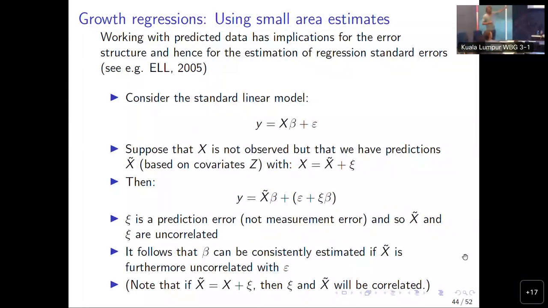It doesn't generate bias, so we have consistency, but it will have implications for the standard errors. If we completely ignore that source of uncertainty and just run the regression treating X tilde as if it were true data, then we're going to underestimate standard errors. So the next step is, how do we get the standard errors right for beta hat?